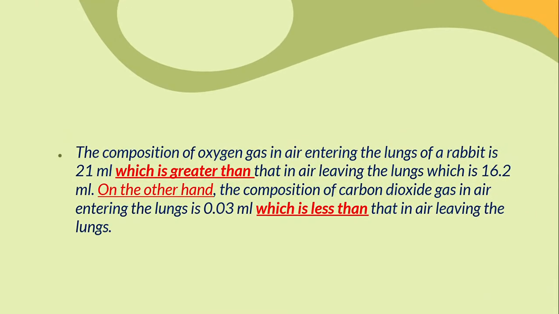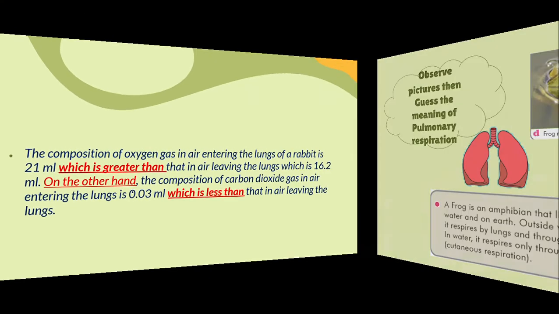The composition of oxygen gas in air entering the lungs of a rabbit is 21 milliliter, which is greater than that in air leaving the lungs, which is 16.2 milliliter. On the other hand, the composition of carbon dioxide gas in air entering the lungs is 0.03 milliliter, which is less than that in air leaving the lungs. So I use the comparative terms like more than or less than.